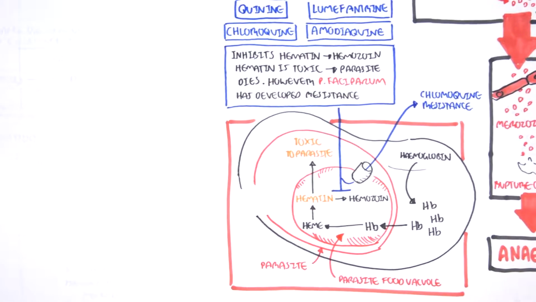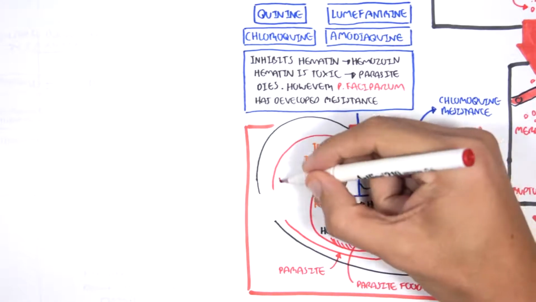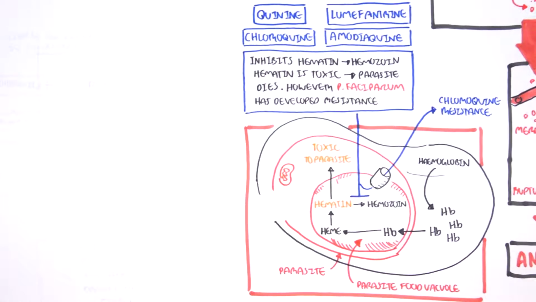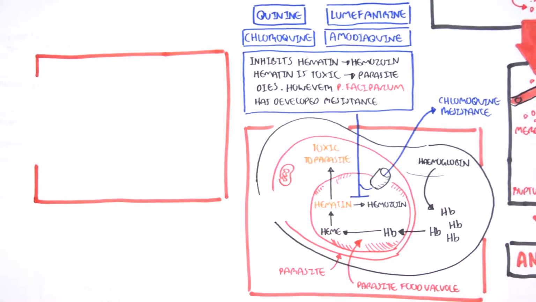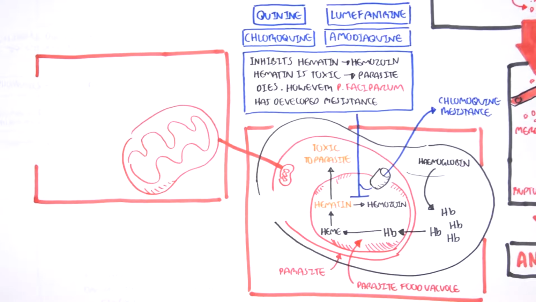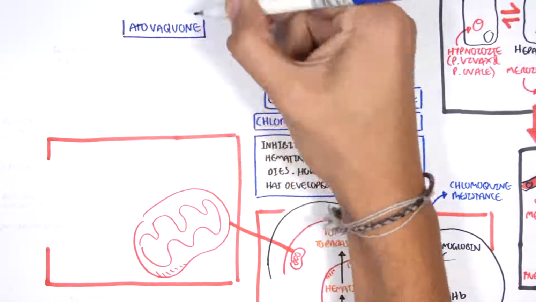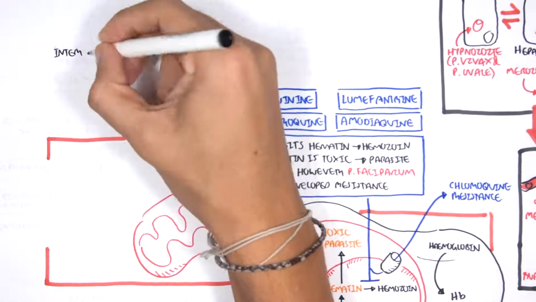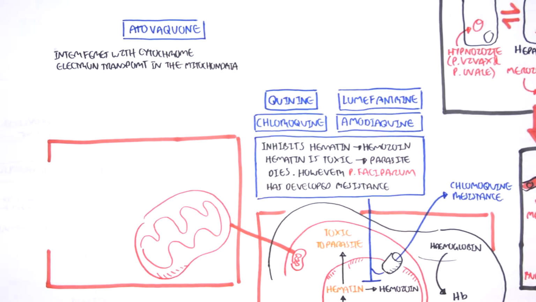So those are the quinolones. Now, all these drugs are related in structure. Just have to point that out. The next antimalarial drug targets the mitochondria of the parasite. This drug is known as atovaquone, and it targets the cytochrome electron transport chain in the mitochondria. Thus, we can say that atovaquone inhibits the parasite from making energy.